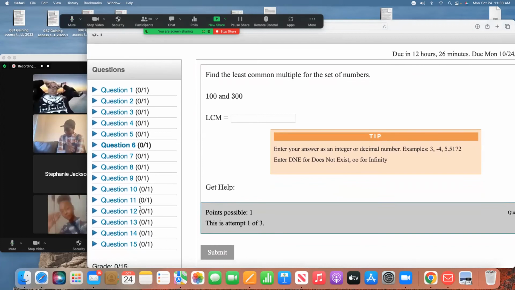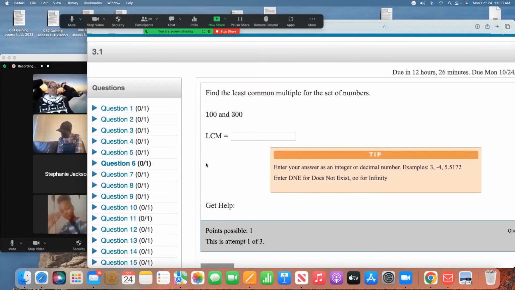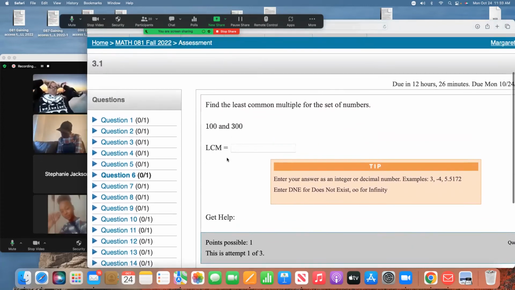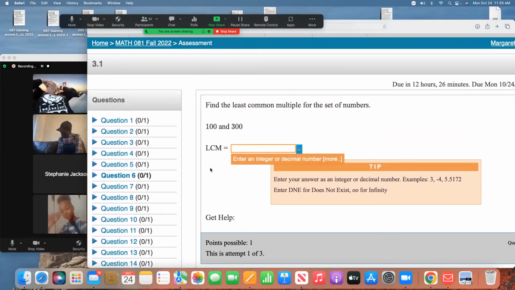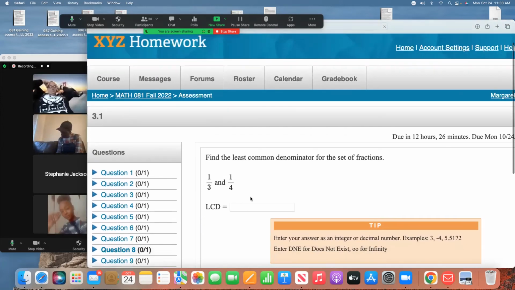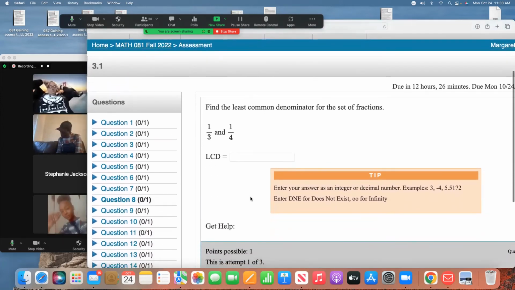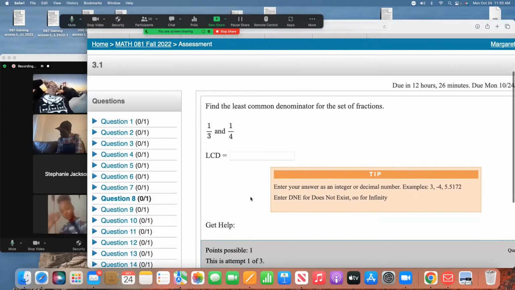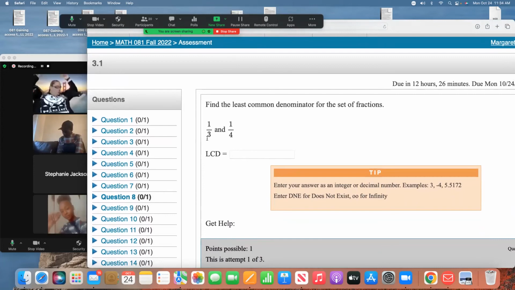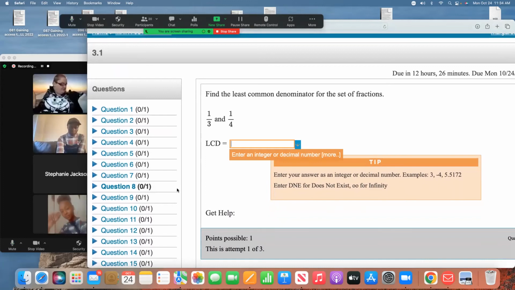So how can we answer? We put only 300, or we can find the 300. Okay, let me try. Find the least common denominator. Now we're just looking at the fractions, but it's really the same job. A 3 and 4, your answer? 12. Exactly.